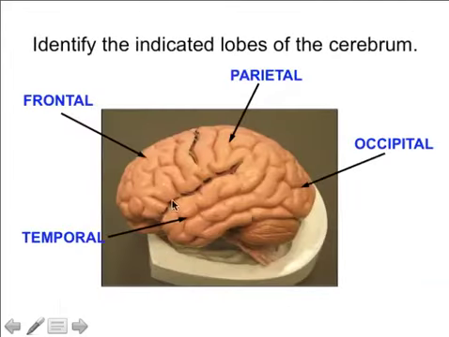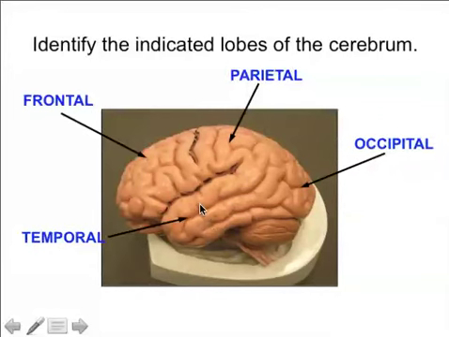The lobes of the brain are indicated here, the frontal, the parietal, the occipital, and the temporal. The significance of these? Well, we can touch on a few aspects. The occipital lobe is the area of the primary visual cortex. The temporal lobe, the primary auditory cortex.